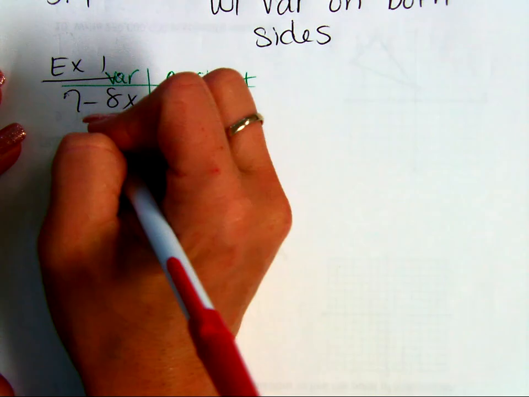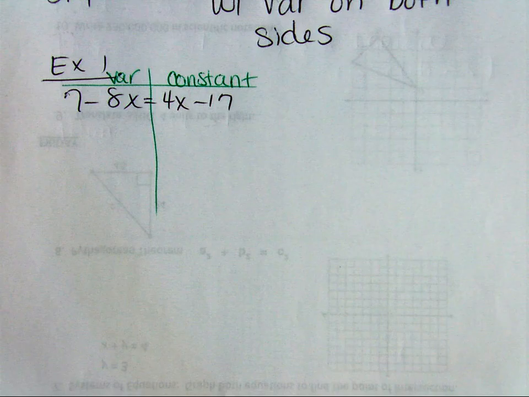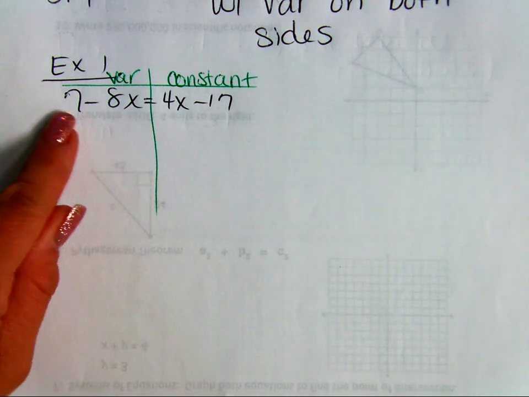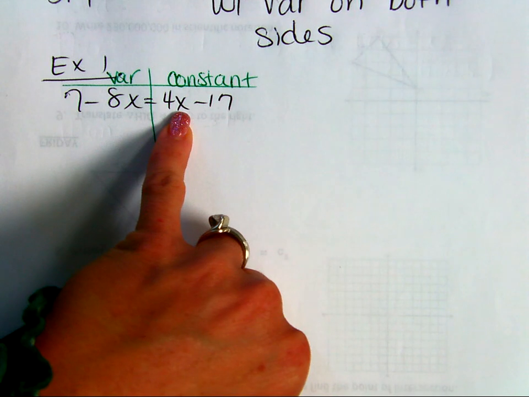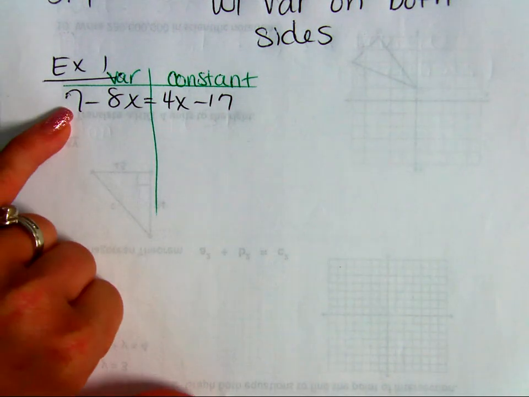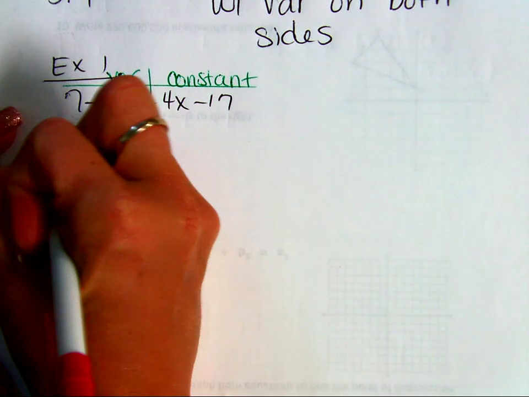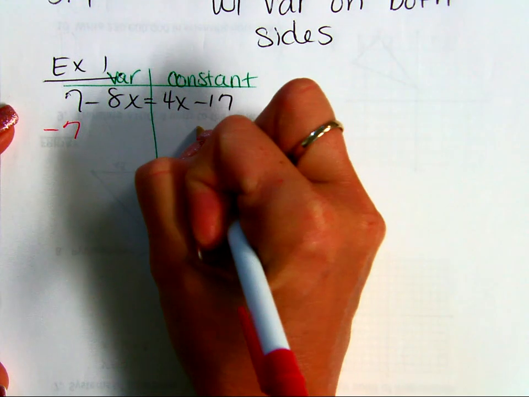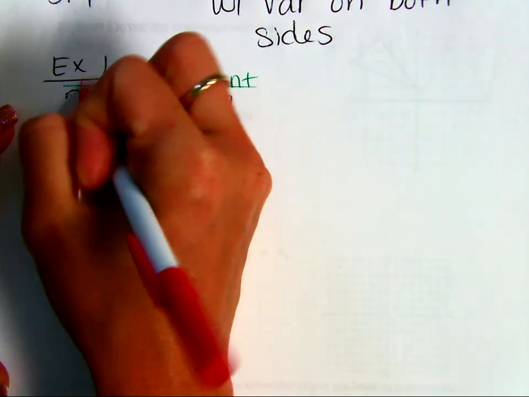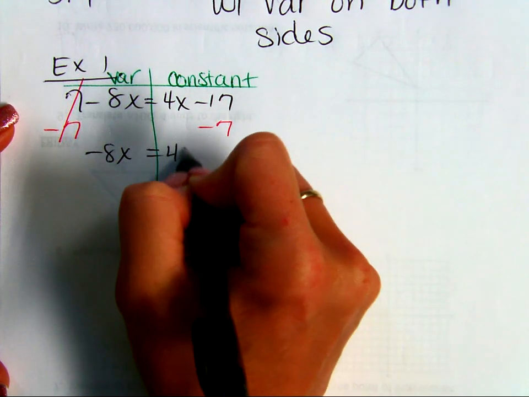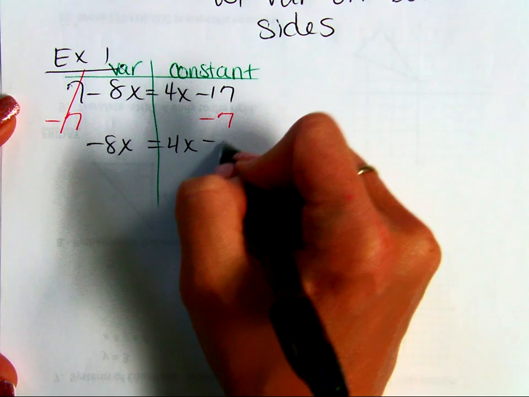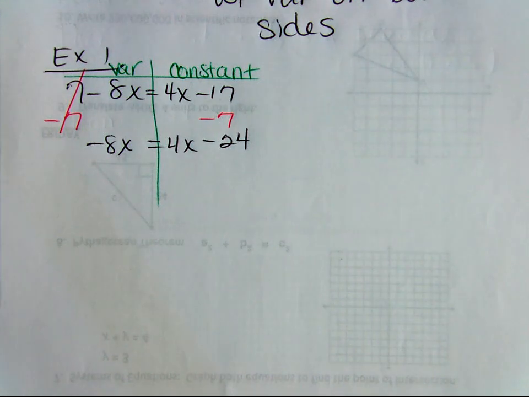The 4x. Or, you know what? That's the other beauty of this. You can either cancel that out or this out in step 1. In first hour, I canceled that out because it didn't belong here. Let's just get rid of this constant. Minus 7, and I'm going to put it under the like term. It cancels, and you have negative 8x equals 4x minus 24.